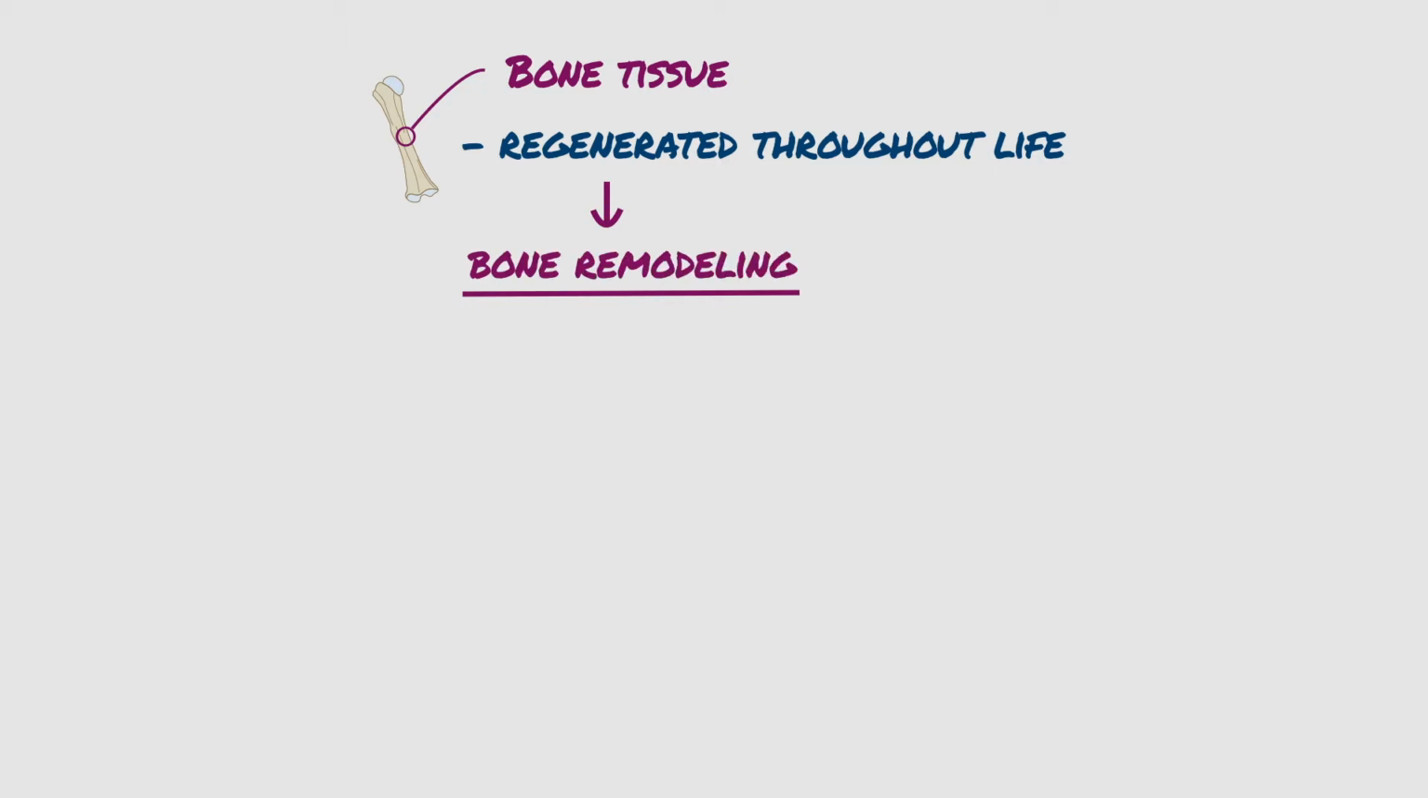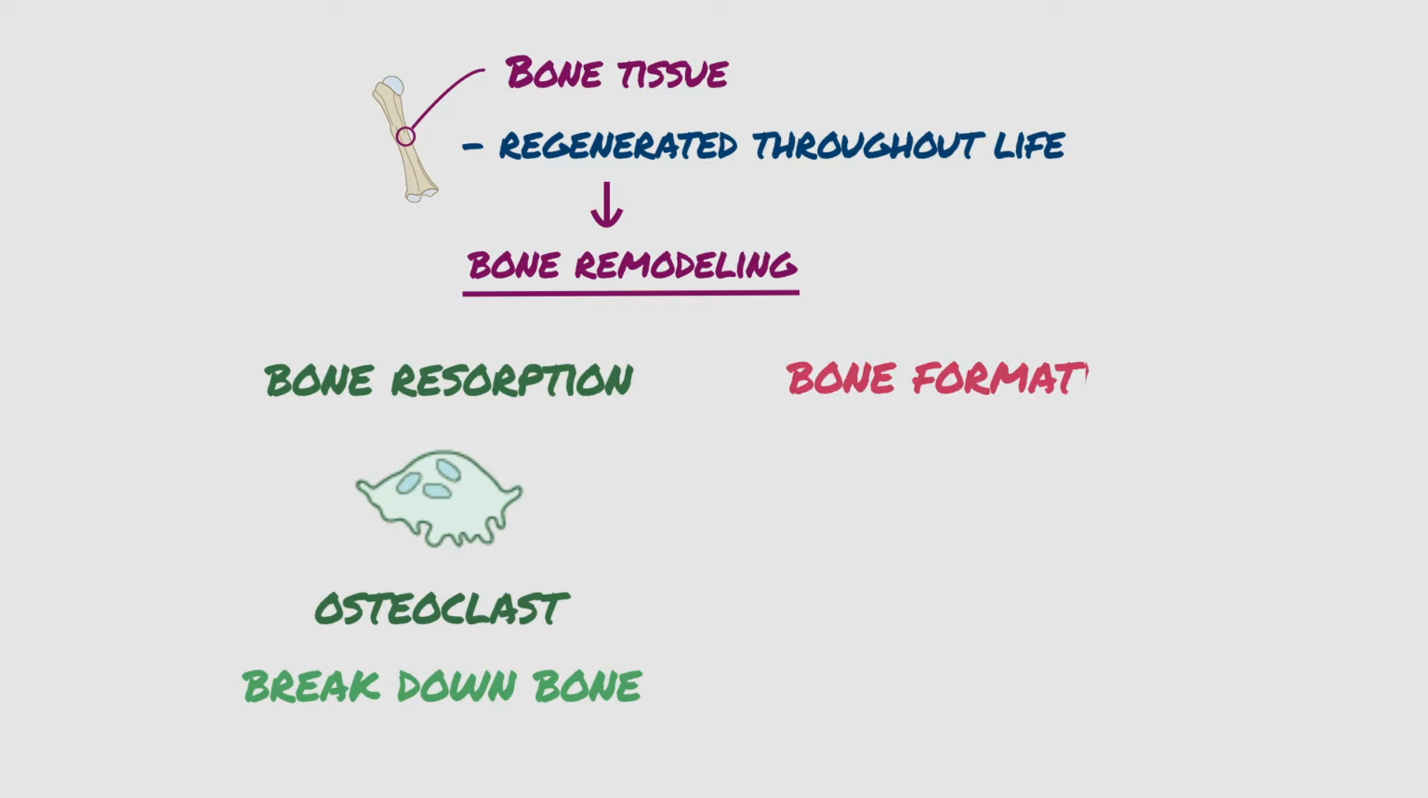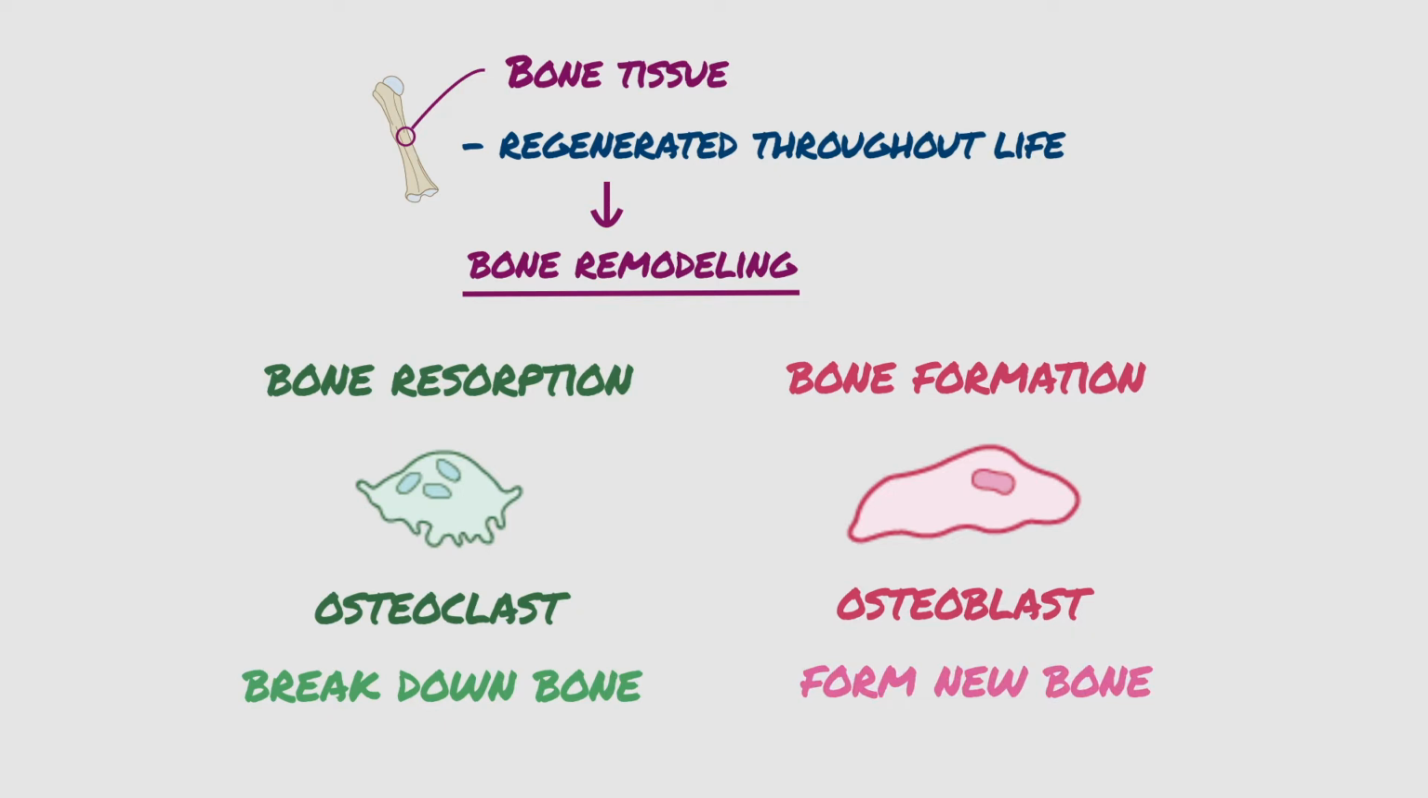Bone tissue is a tissue that is regenerated throughout life, and this regeneration process is called bone remodeling. Now, bone remodeling has two steps. The first step of the bone remodeling process is bone resorption. In the bone resorption step, special cells called osteoclasts break down bone. And the other step is the bone formation step. In the bone formation step, cells called osteoblasts form new bone. Thus, bone regeneration is ensured.